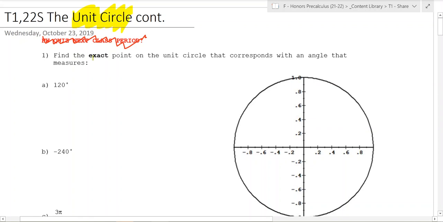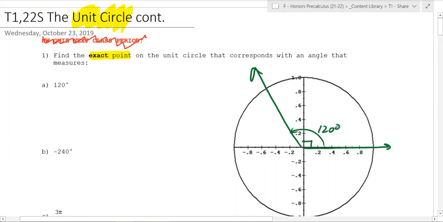We're going to find the exact point on the unit circle that corresponds with an angle that measures 120 degrees. Remember, we go counterclockwise and we start with our initial ray here, and the terminal ray is 120 degrees. We know it's 90 degrees to there, so it's going to be 30 degrees more. So you end up with something like this, maybe a little bit less, so like around there. So we know that this right here will be 120 degrees.